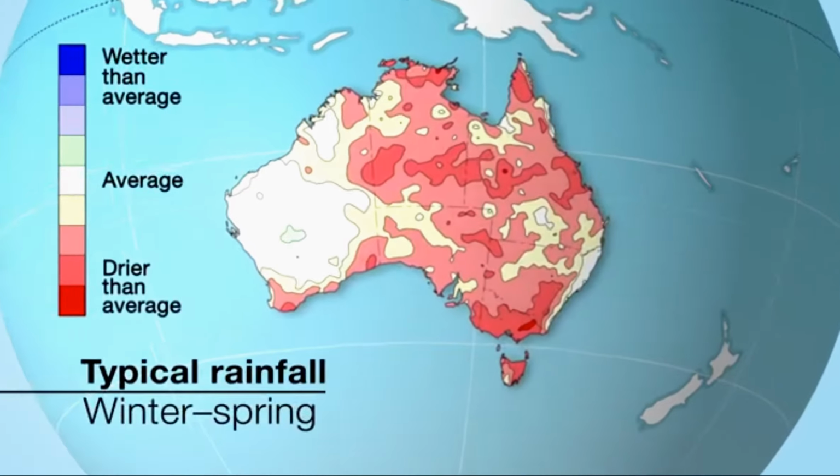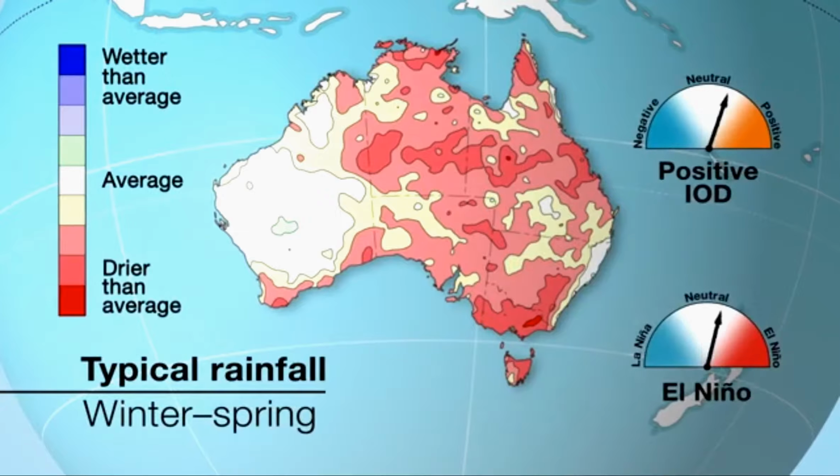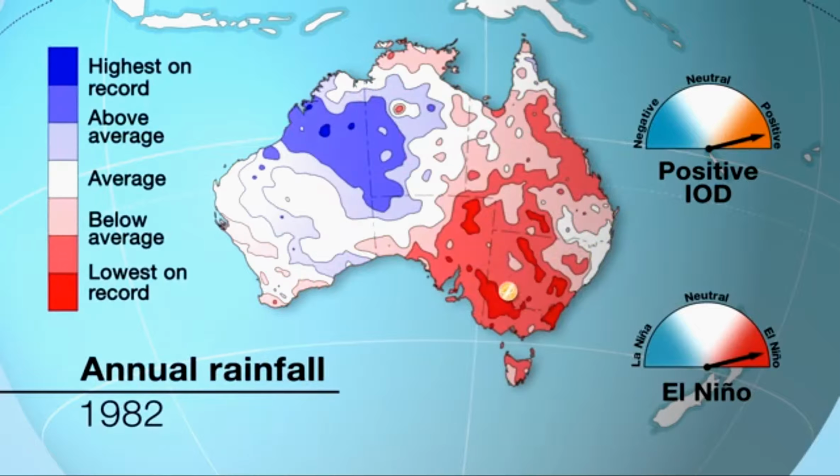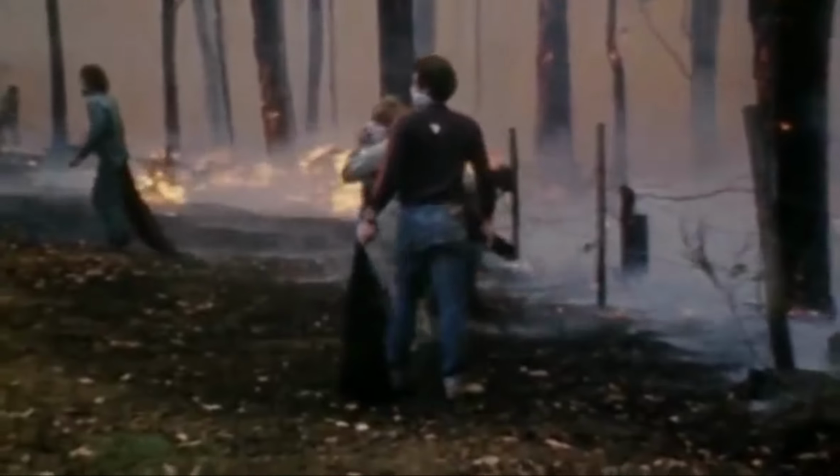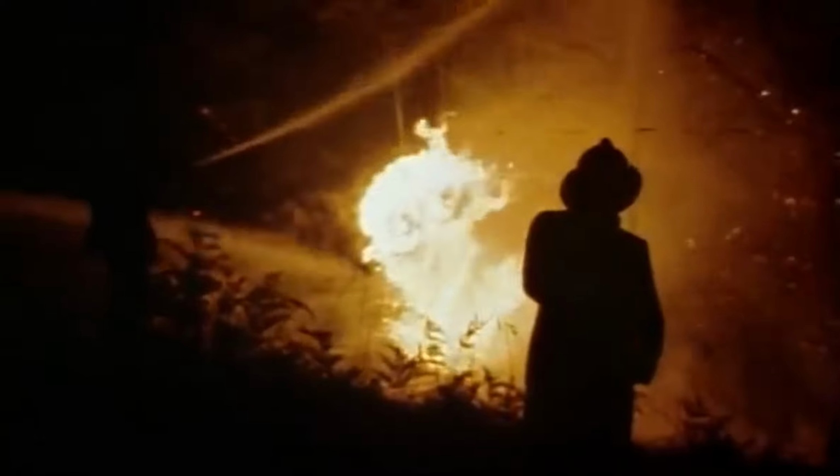For Southeast Australia, this can cause the failure of critical winter-spring rains and prime the land for severe summer fire seasons. For instance, 1982, the driest year on record for the region, was both a positive IOD and El Niño, and was followed by the devastating Ash Wednesday bushfires.